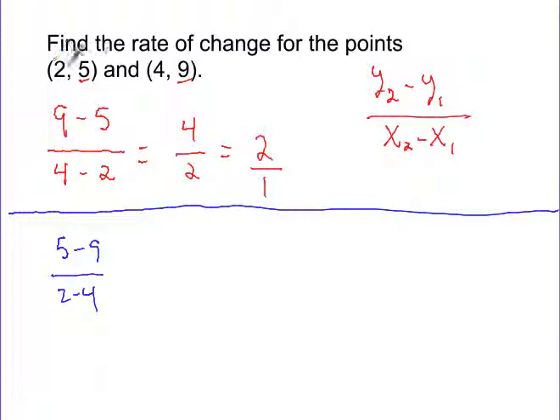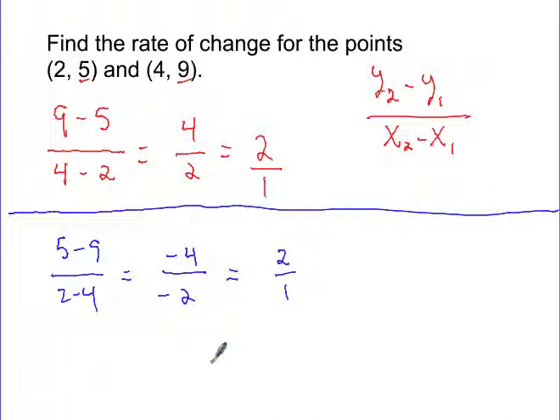Let's try it. Okay, because I have my 5 minus 9. That would actually be switching these two around, wouldn't it? And then 2 minus 4. So let's try it. 5 minus 9 is negative 4, and 2 minus 4 is negative 2. What's negative 4 over negative 2? Negative 2 over negative 1. What's a negative over negative? Negative over negative is positive.